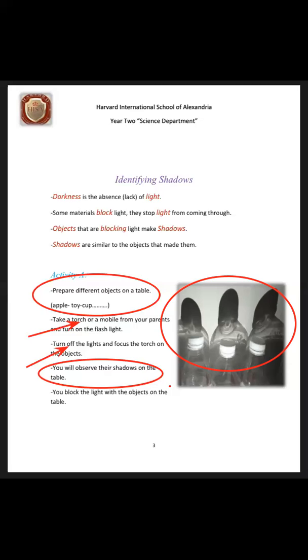These are shadows. You block the light with these objects. When you put the torch on them, you block the light coming through the torch with these objects. You can try them anytime, but this needs a dark place.